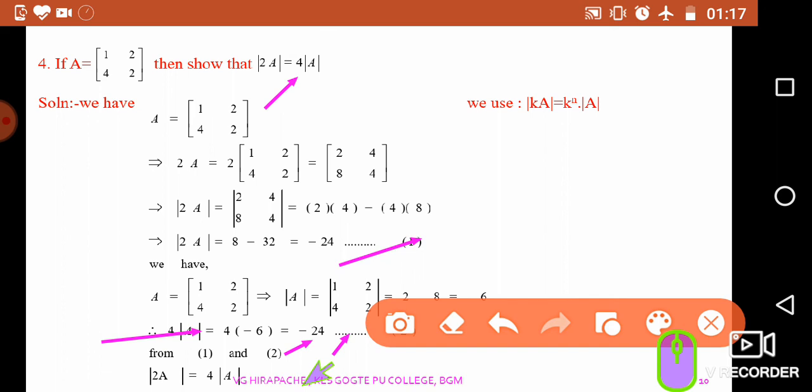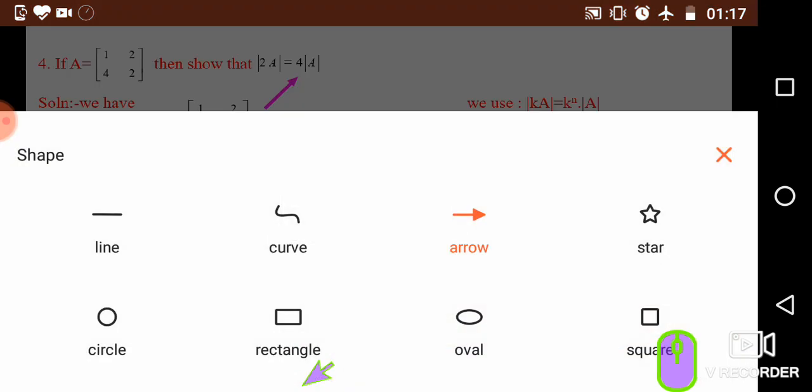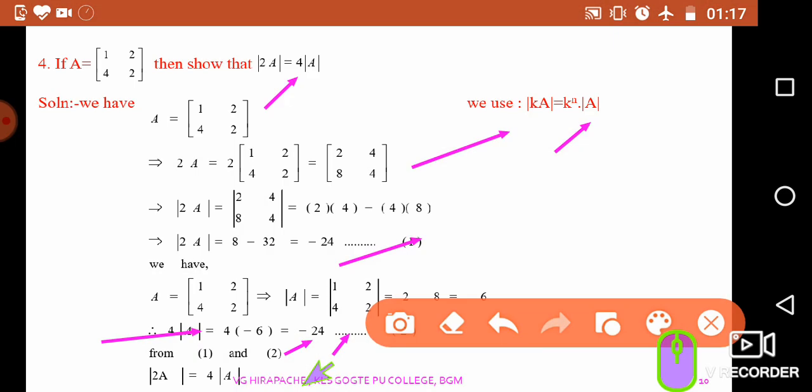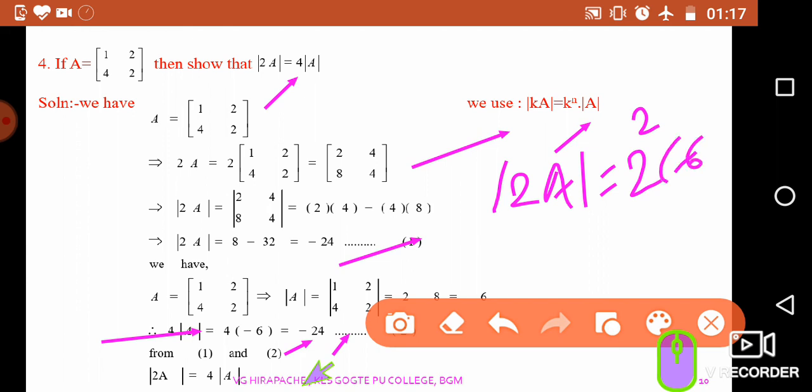Now in the previous remark I have given one note, that is the third remark. Determinant of k into A is always equal to k to the power n into determinant of A, where k is any real number and n is the order of the given matrix. Now in this case k is 2. In this problem determinant of 2 into A is equal to 2 to the power, order is again 2, and determinant of A value we got as minus 6. Therefore 2 square is 4 into minus 6, that gives minus 24. This is by the remark, we can get the solution of this problem also.